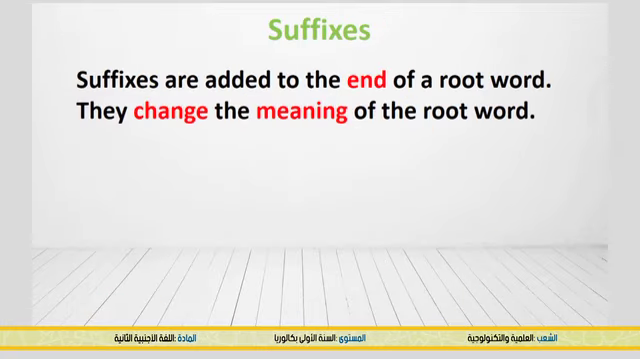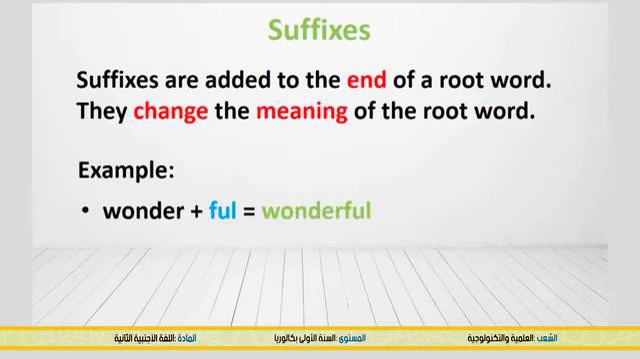Now, the second type of affixes is called suffixes. What does a suffix mean? Suffixes are added to the end of a root word. They change the meaning of the root word. And of course, sometimes they change the grammatical category of the word. Example, wonder plus ful equals wonderful. Rest plus less equals restless, okay?